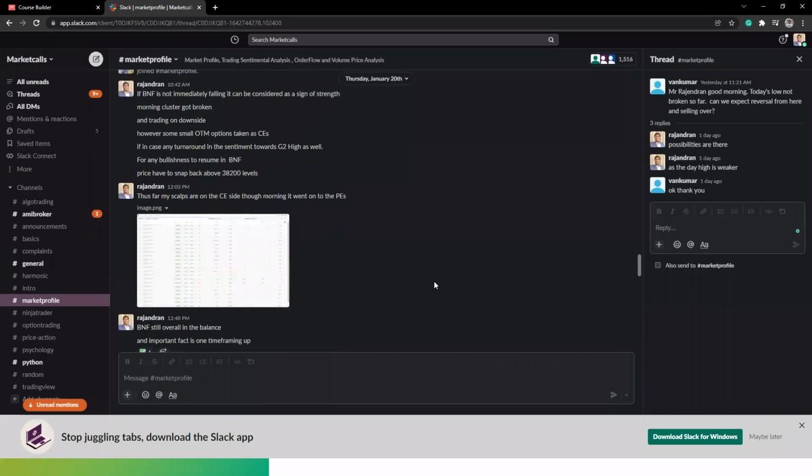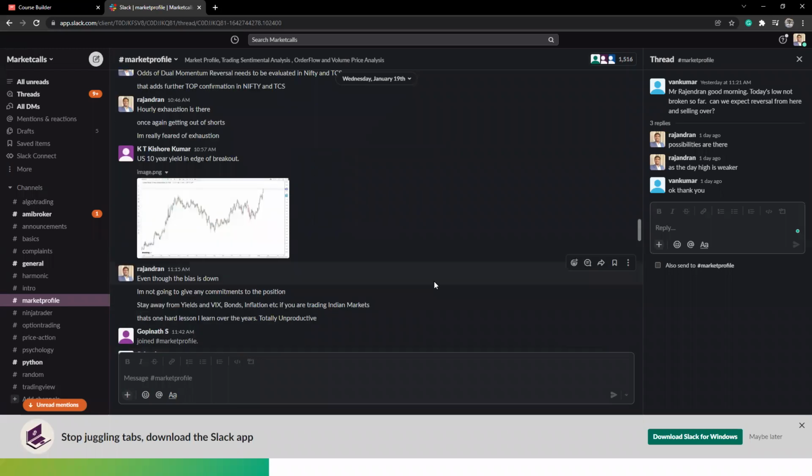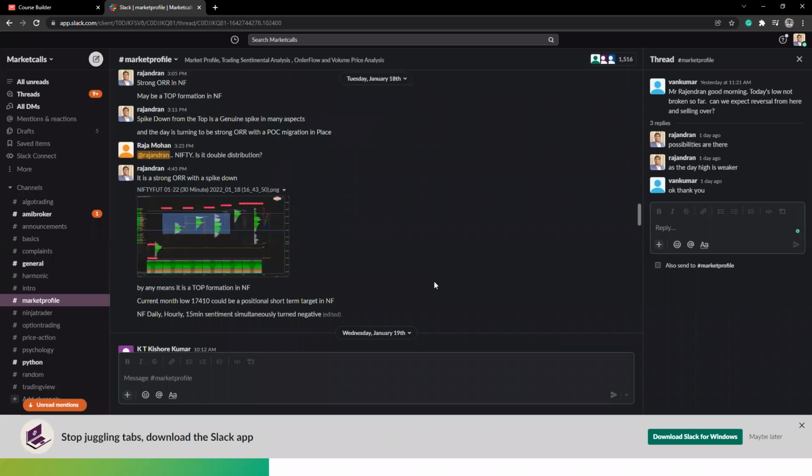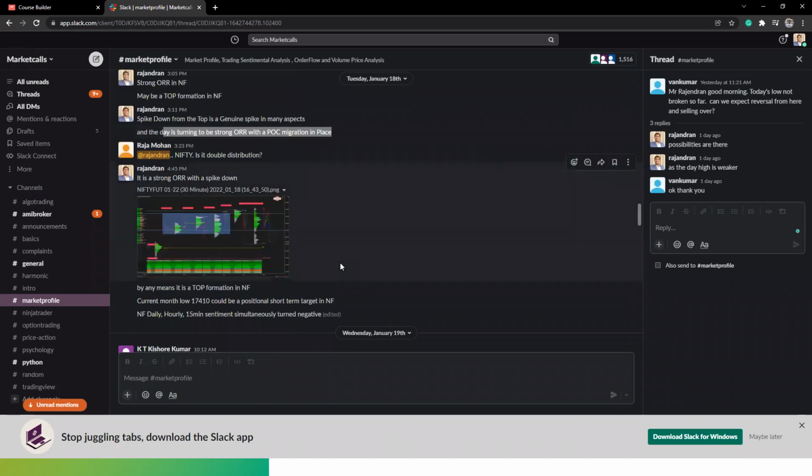So it is almost my confirmation, right? Around 3:05 is where the confirmation came, a strong ORR in NF, maybe a top formation in NF. So the spike down from the top is a genuine spike in many aspects, as the day is turning out to be a stronger ORR with a POC migration in place.